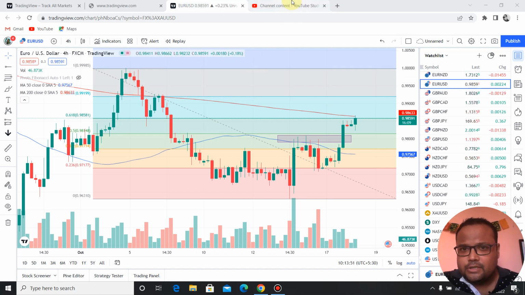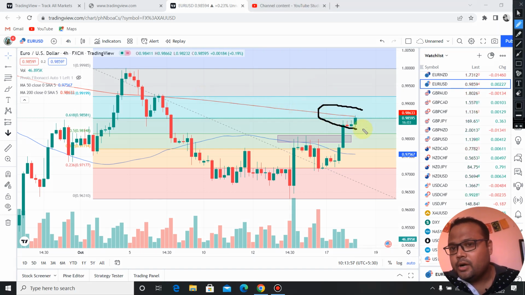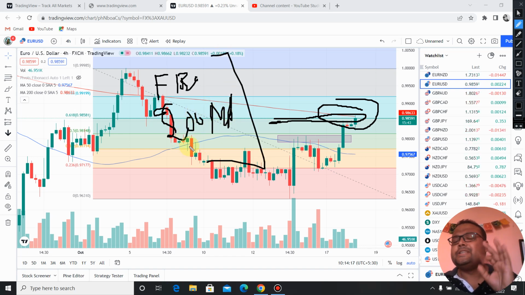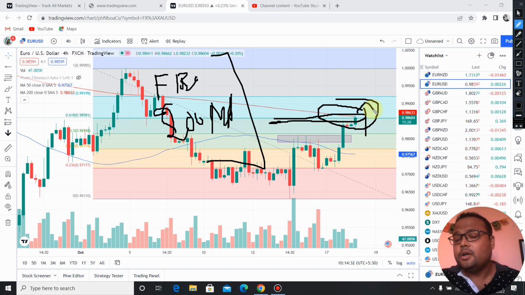So this is the chart of Euro USD here. As we can see, the market is almost standing at the 200 moving average here. Listen to me carefully: the 200 moving average, and it is also the Fibonacci 61.8% retracement level. So Fibo plus 200 moving average. The market is standing at a good resistance right now, but there is a good amount of selling going on the chart of DXY. If the selling pressure on DXY continues, then obviously Euro USD will break this level and go up further.